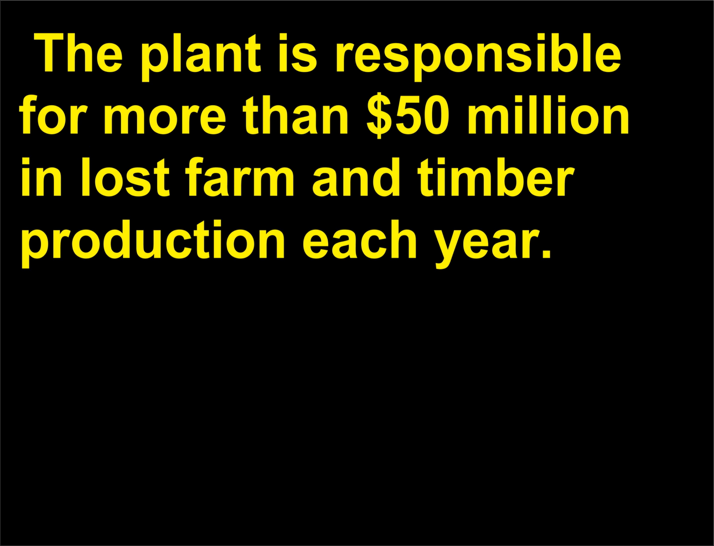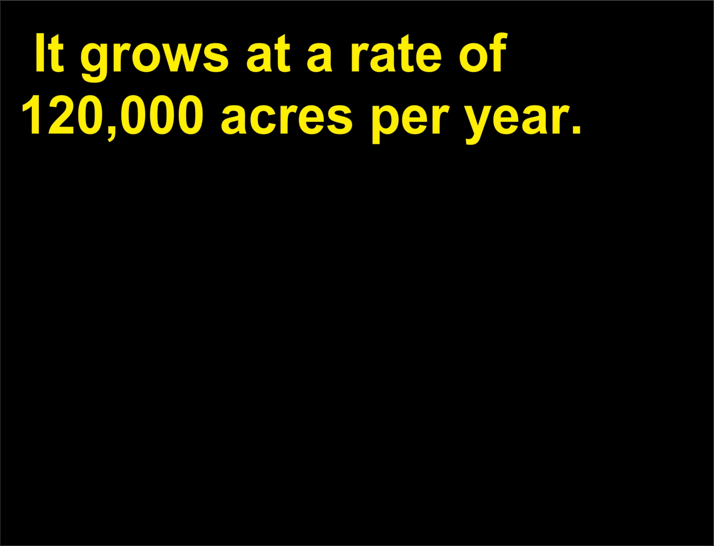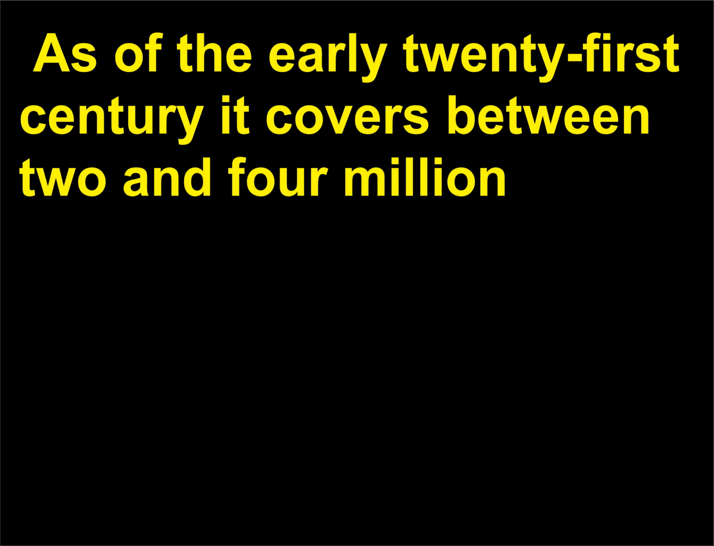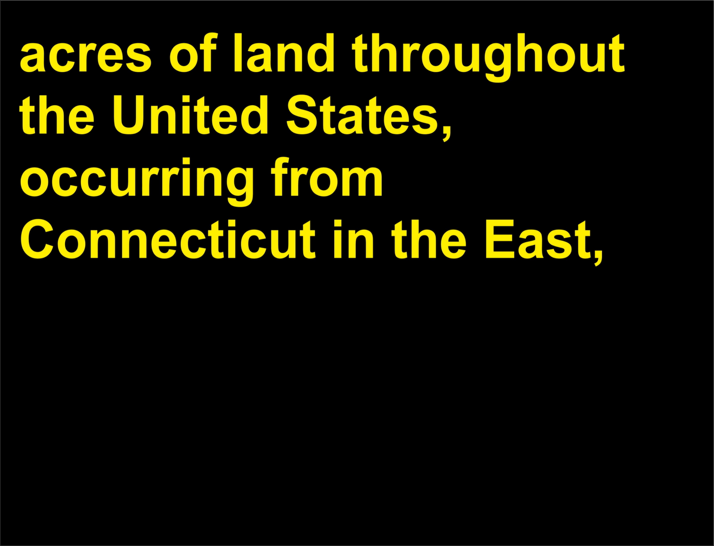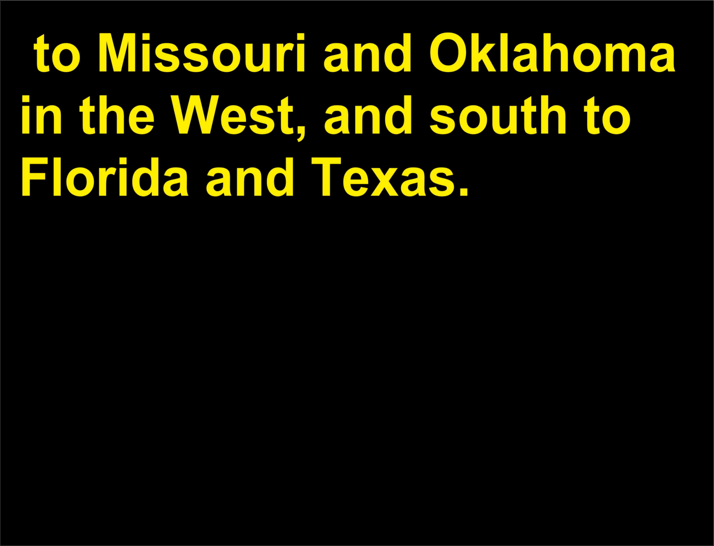The plant is responsible for more than $50 million in lost farm and timber production each year. It grows at a rate of 120,000 acres per year. As of the early 21st century, it covers between 2 and 4 million acres of land throughout the United States, occurring from Connecticut in the east to Missouri and Oklahoma in the west, and south to Florida and Texas.